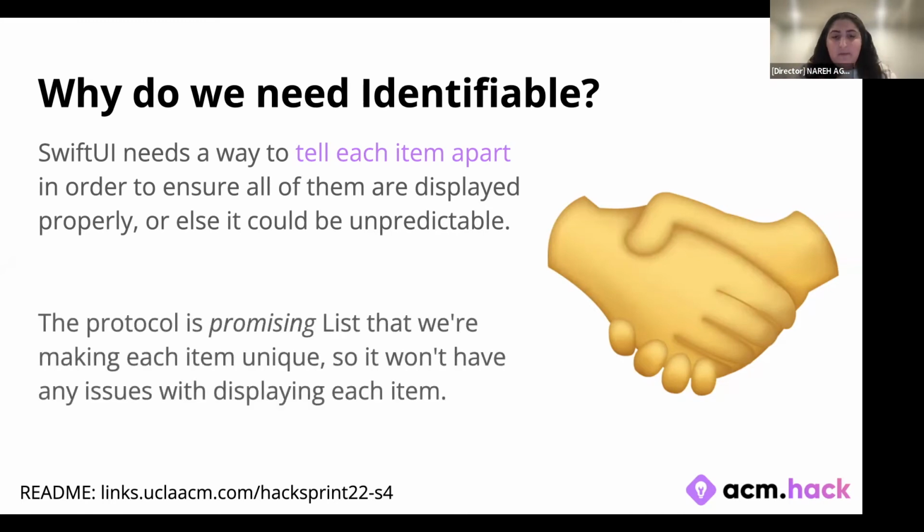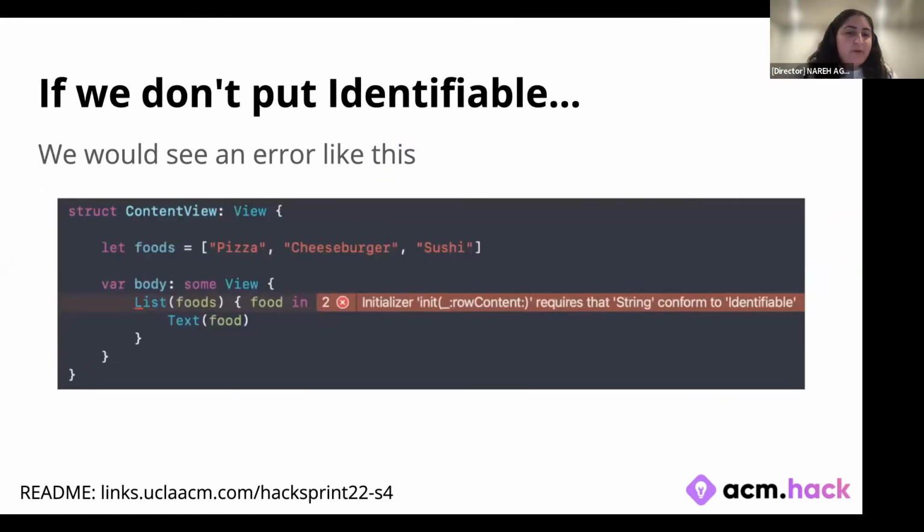So the protocol is promising the list that we're making each item unique, so it won't have any issues with displaying each item on the screen. And if we don't put identifiable, we would see some error like this in the code. So this is just a simpler example with strings, and strings are not identifiable. If we try to use that same thing on this string, we would get this issue that it does not conform to identifiable. But that's just an example to prove the point that we do need it.